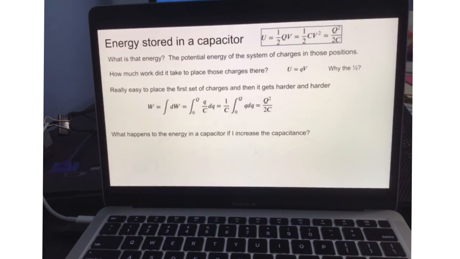So my question to you now is, what happens to the energy in a capacitor if I increase the capacitance? Hopefully you're going to look at those equations and see that U is proportional to C, or U is proportional to 1 over C.